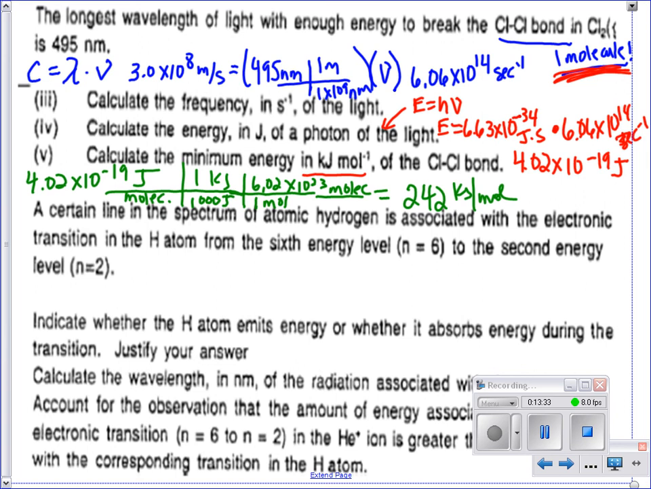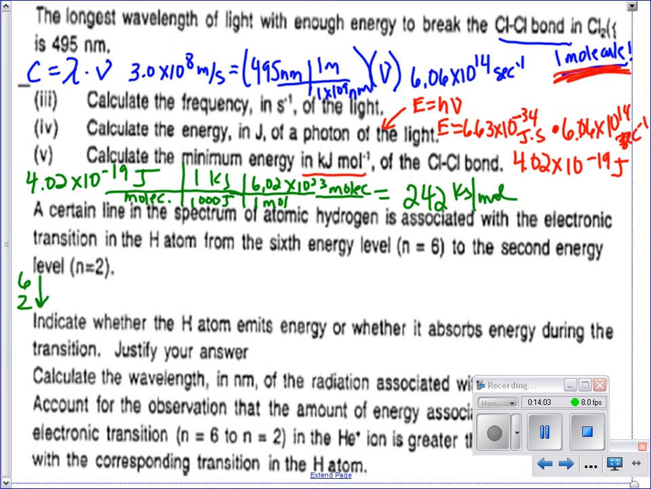Next part. A certain line in the spectrum of atomic hydrogen is associated with the electronic transition in the hydrogen atom from the 6th energy level to the 2nd energy level. Indicate whether the H atom emits or absorbs energy during this transition. We're going from 6 to 2. Emits or absorbs?